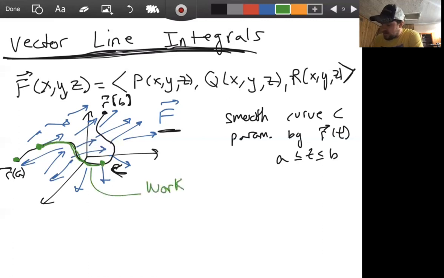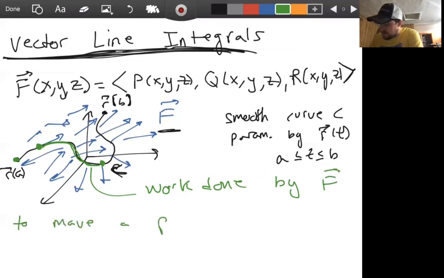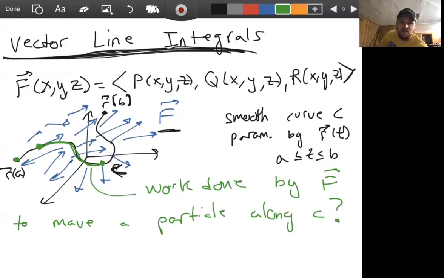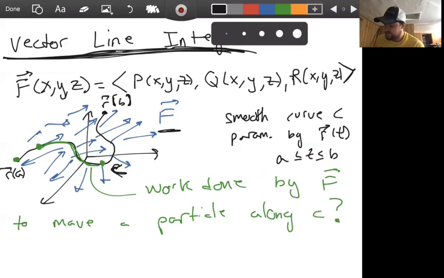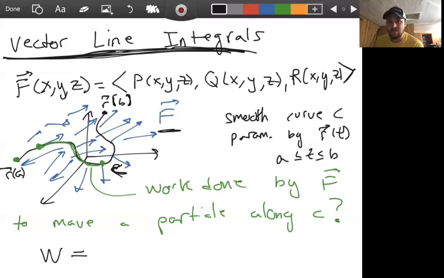So let's pose a question. What is the work done by F to move a particle along the curve C? Well, the answer is the vector line integral. The work, as we'll learn, is going to be the vector line integral of the vector field along this curve.